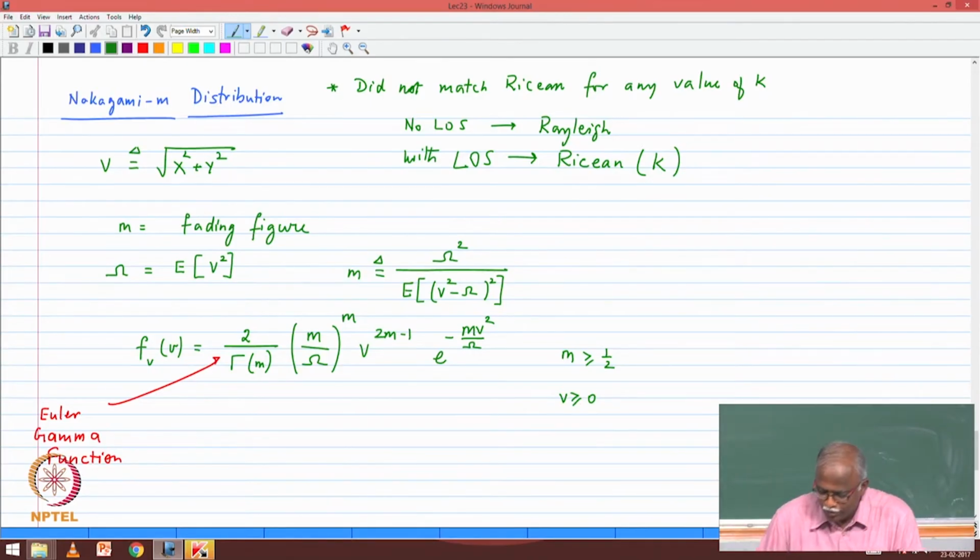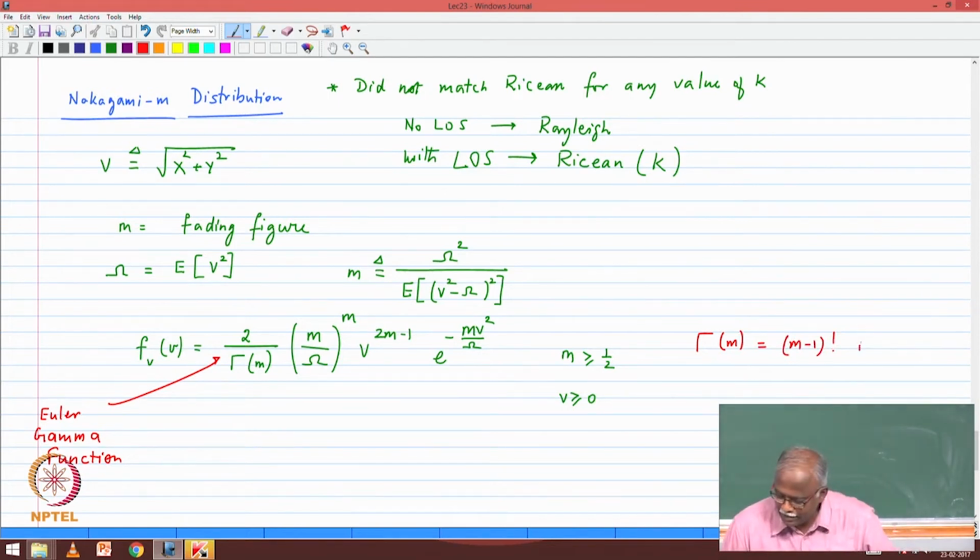Let's just write down a few more points that are helpful for us to get a complete picture. The Euler gamma function, gamma of M, may have come across that in some of the digital communications. It's m minus 1 factorial. Basically, it's a factorial representation if m is an integer.